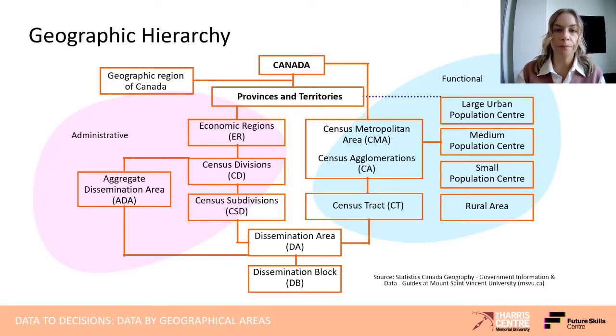The data on the administrative side of the chart tends to be pretty standard census data, whereas the functional side of the chart, while it still includes census data, can also include more distinct detailed data. It's on this side of the chart where you may find more specific targeted data sets that aren't necessarily available for all geographic areas. So that's just a bit of a distinction between the types of data on either side of the chart.